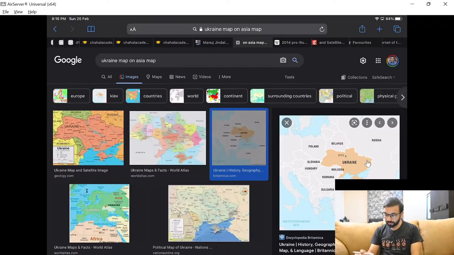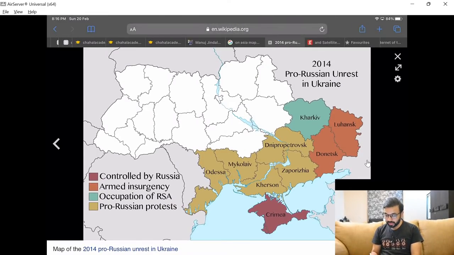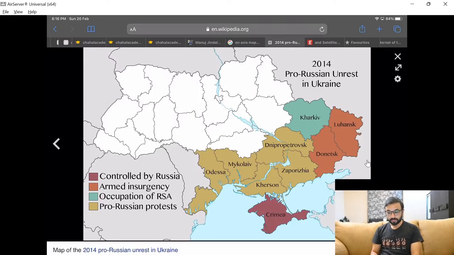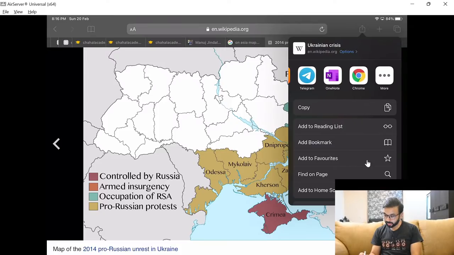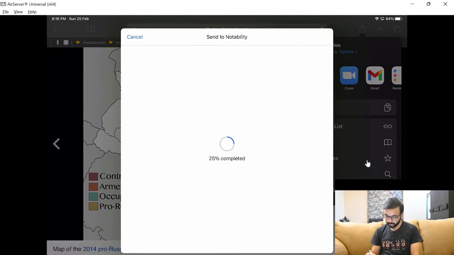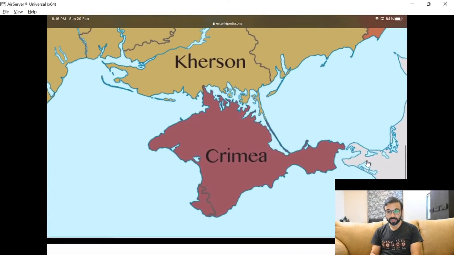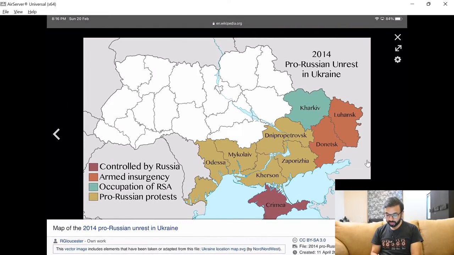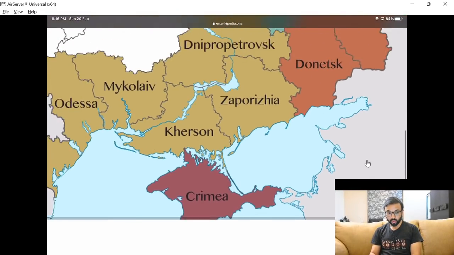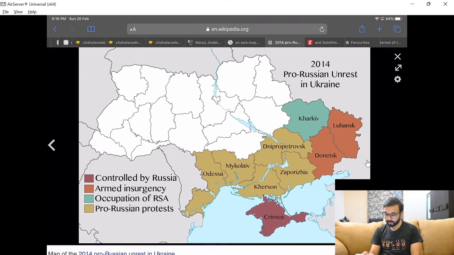For example, here you can see the map of, this is the political map of Ukraine. Now here you can see there is an area which is controlled by Russia, Crimea, and it is here. All right, I will try to mark it up, but I don't know how to mark it up, so just leave it. So here you can see this is the Crimea region. This is occupied by Russia, you can see here, controlled by Russia. This area is controlled by Russia. Okay. Now they might ask you which are the seas that are bounding Ukraine and Russia.